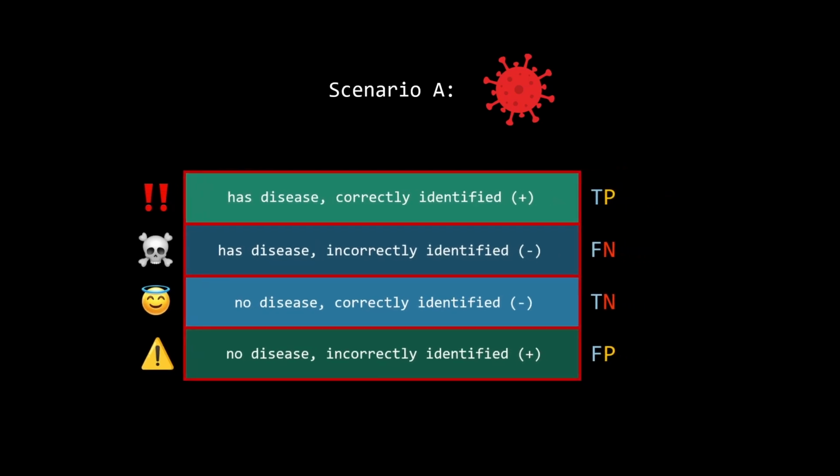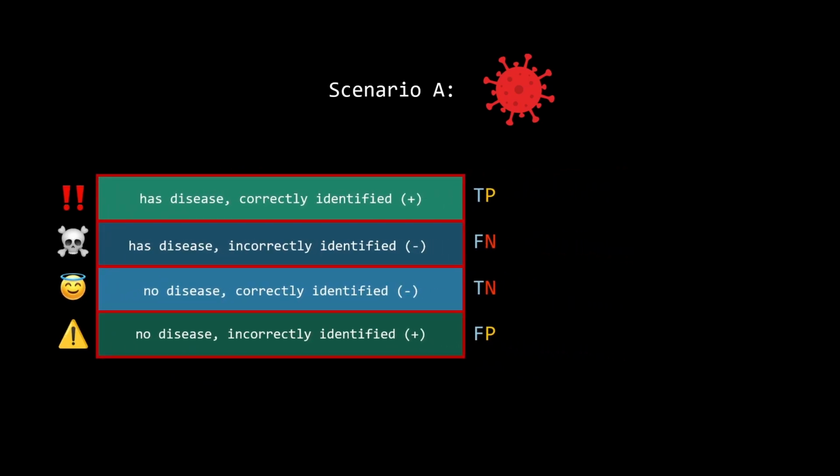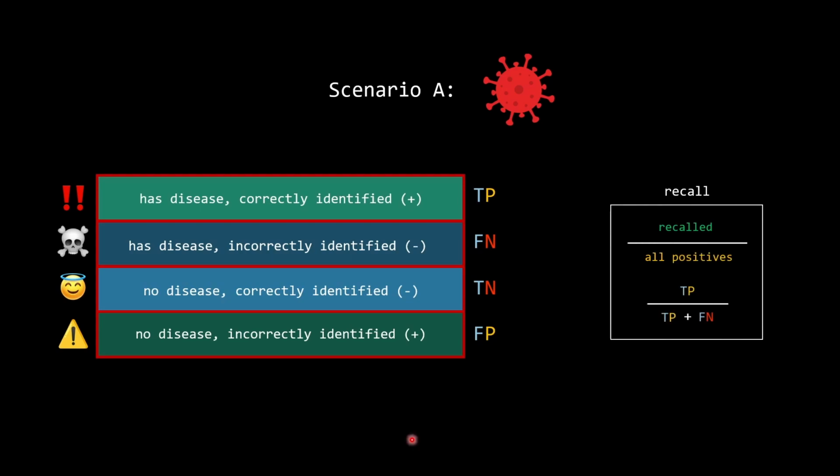And one metric obviously is recall, because we can see how false negative is in the denominator. So in this case, a low recall would mean we have a lot of false negatives, and a high recall would mean we have no false negatives. So again, this is a good predictor in this scenario.